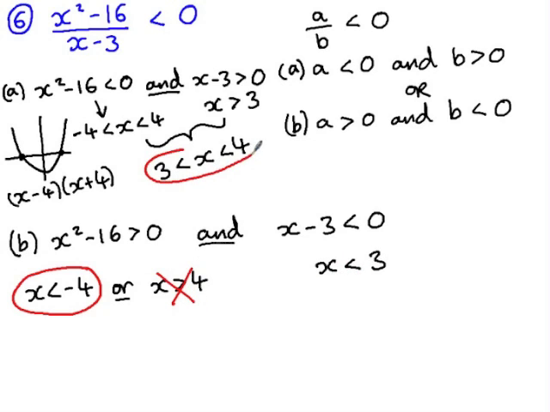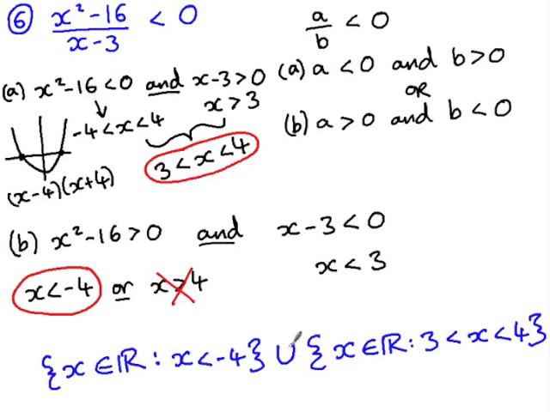So now we have our two solutions, and writing our answer in full, we could say that it is the union of two sets of real numbers, the first set being all the possible values when x is less than negative 4, and the second set all the possible values of x between 3 and 4, exclusive.